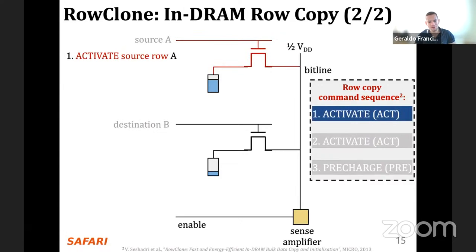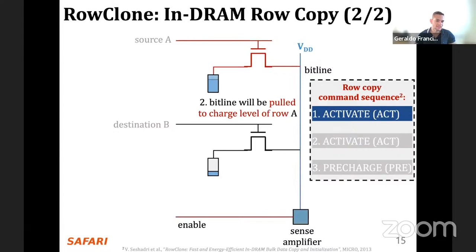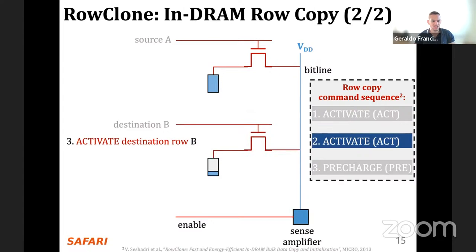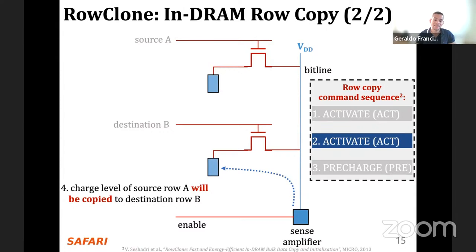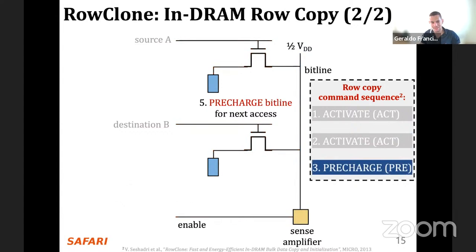First we issue an activate command to source row A, which is going to copy the contents from the source row A into the row buffer. We then issue an activate command to the destination row B, which is going to connect the cells in the destination row B to the bit line. Because the sense amplifier has already sensed and amplified the source data in A, by the time that row B is activated, the data in each cell of row B is overwritten by the data stored in the row buffer, which is then pretty much copying the data from the source row A to the destination row B.